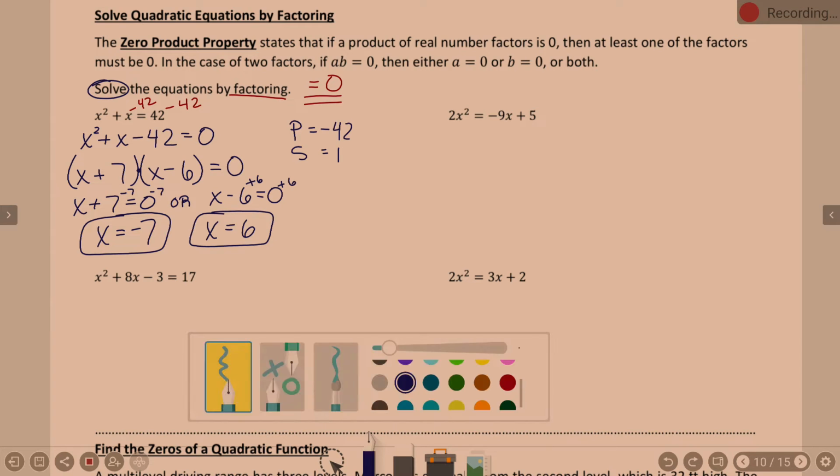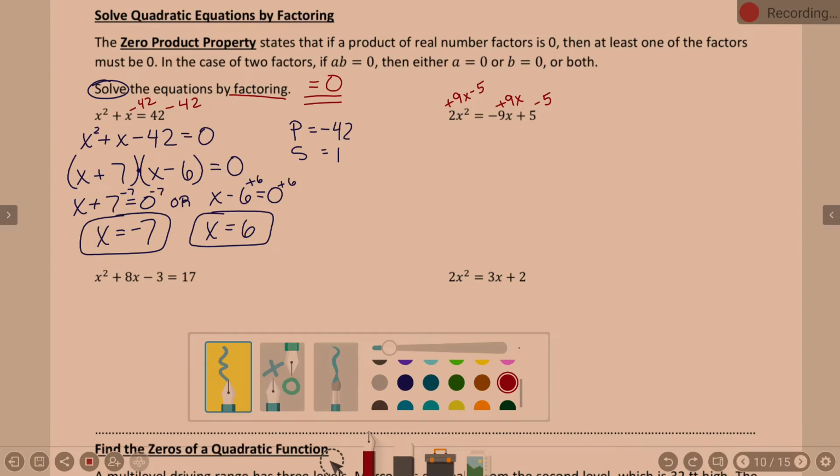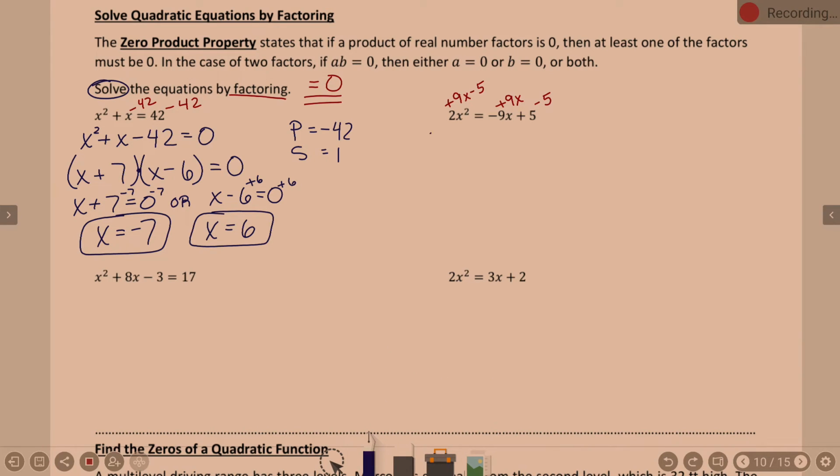So to move a minus 9x, I'm going to add 9x. To move a plus 5, I'm going to subtract 5. So I'm going to add 9x and subtract 5 on the left. So I'm going to have the equation 2x squared plus 9x minus 5 equals 0. Okay. Now what?